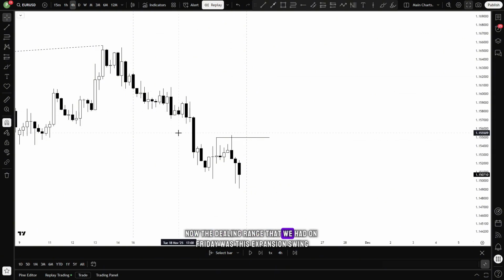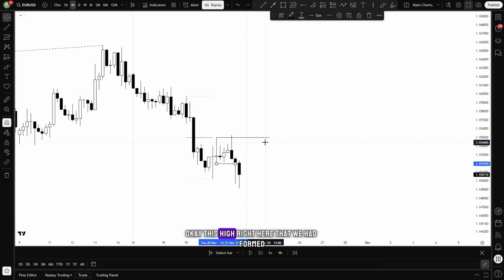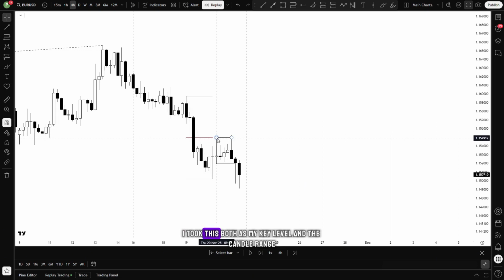Now the dealing range that we had on Friday was this expansion swing right here. On Friday, I took this expansion swing as my dealing range. And then within this expansion swing, I took this high right here that we had formed on Thursday, both as my key level and as my candle range on Friday. Okay, this high right here that we had formed, I took this both as my key level and a candle range. And along with that, we had also the newly formed fair value gap here. Okay, so this dealing range along with this high as a key level and this candle as a candle range, that established my market context on the 4-hour time frame.